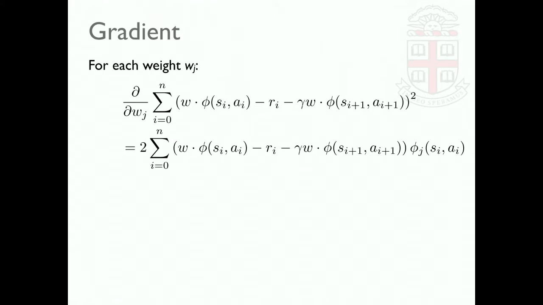Now we're cheating a bit. We're pretending that the second w is fixed. So this is like a target. This is the thing we get to change. So when we do the derivative, we get this very simple thing. It's the jth basis function. Okay.